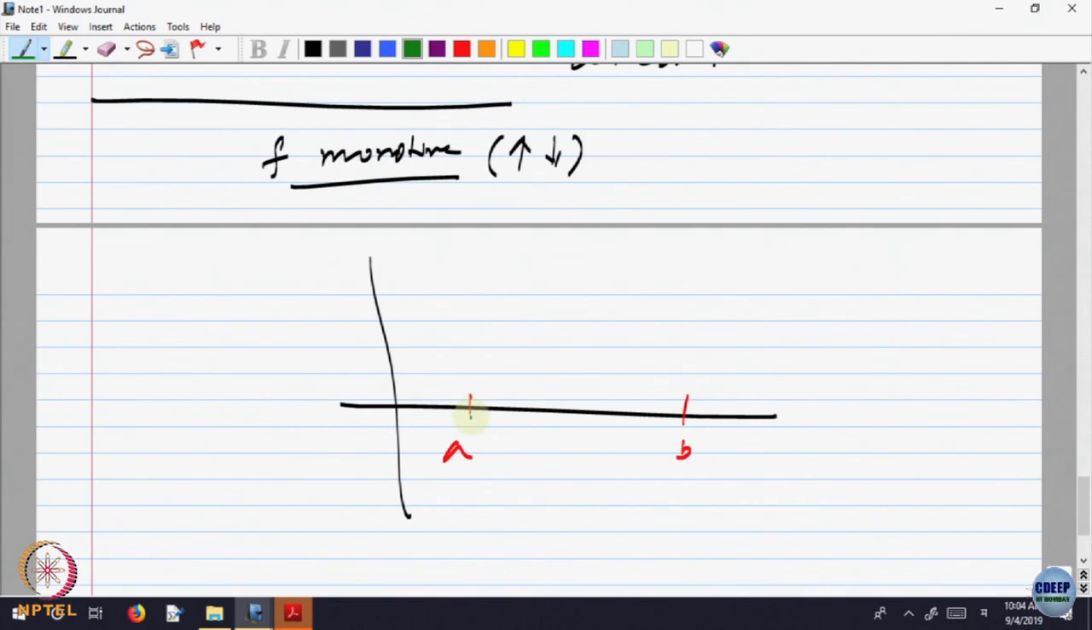So, say it is a monotone function. It starts somewhere. This is the value at the point A. Say it is monotonically increasing. So, probably it goes up like this, and then there is a discontinuity, it goes like this, and maybe it remains constant somewhere and then again starts going up like this. So, this is the value at the point B. So, this is f of A and this is f of B.